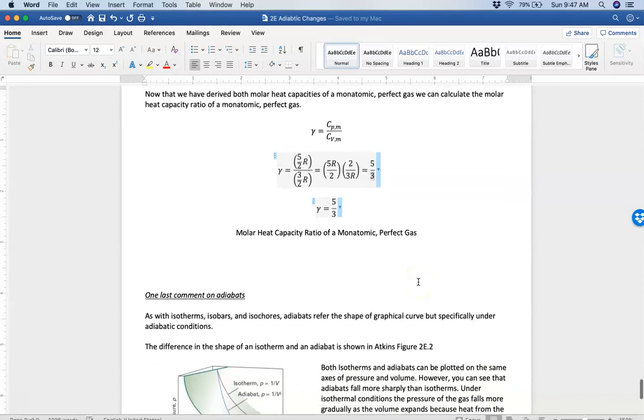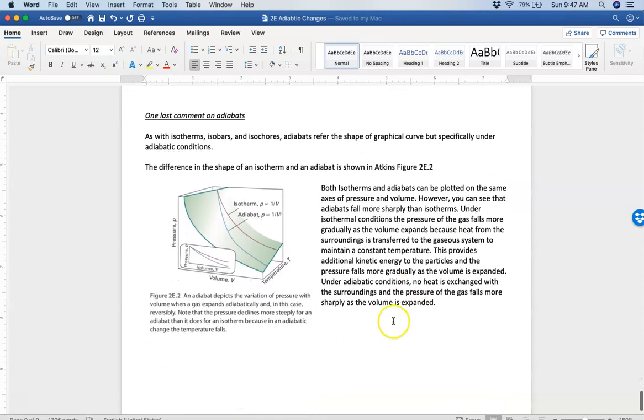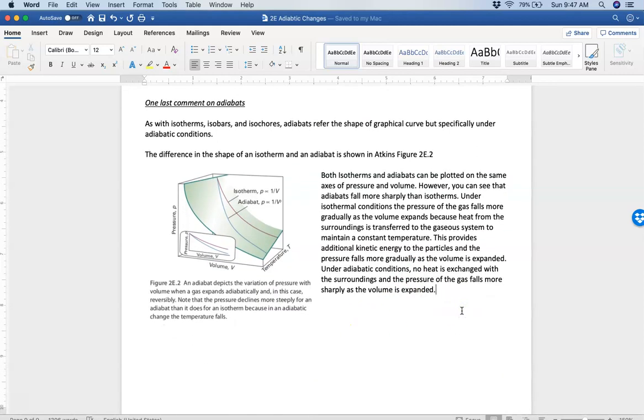That was my mistake. So one last comment on adiabats, and this is going to come up when we deal with the Carnot cycle, in focus 3, when we are proving that entropy of the system is a state function. We've looked at, in focus 1, isotherms, isobars, and isochores, so constant temperature, constant pressure, constant volume. Adiabats are a way we refer to the actual curve that you're seeing on a graph, right? So it's referring to the shape of the curve, but under specific adiabatic conditions.